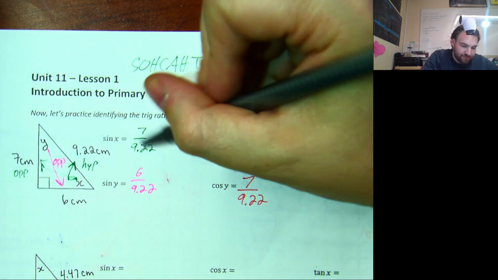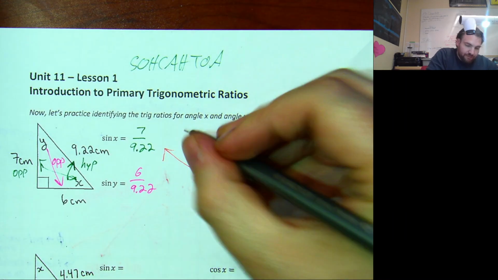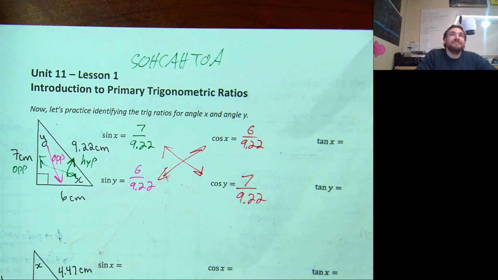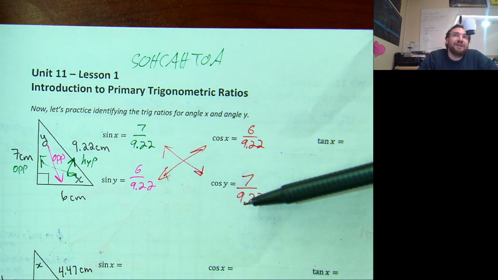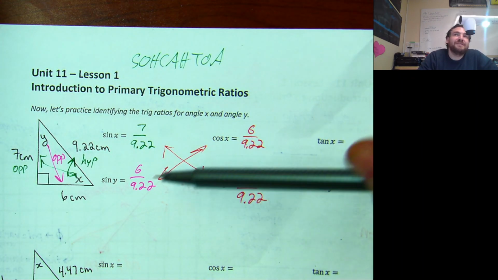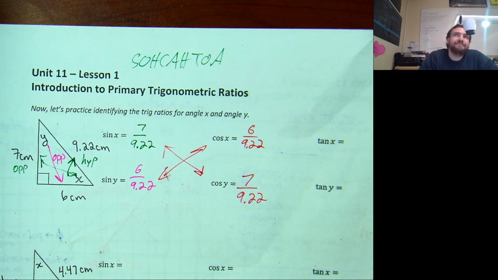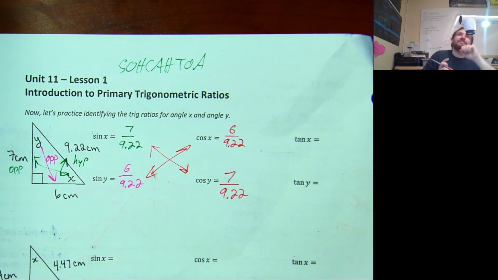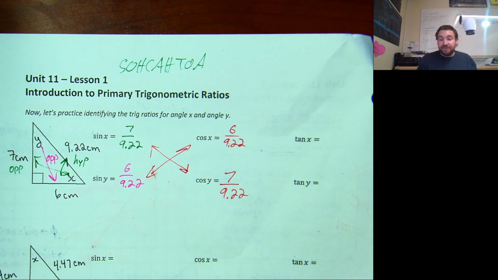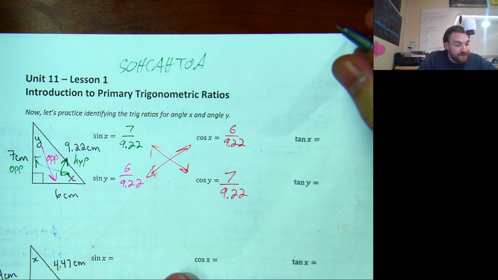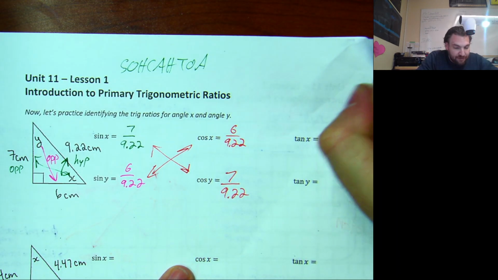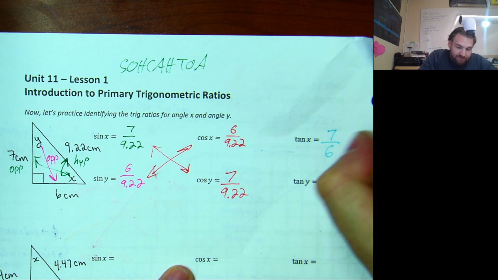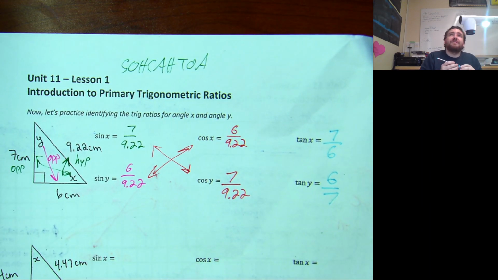Look at this. The sine of x is equal to the cosine of y, and the cosine of x is equal to the sine of y. That's interesting. What are the tangent ratios for each one of those? 7/6 for x, 6/7 for y. So tan of x is going to be, sorry, what did you say, Rebecca? 7/6 for x, 6/7 for y. There we go, 7/6 and 6/7.